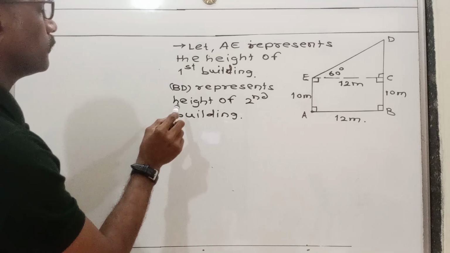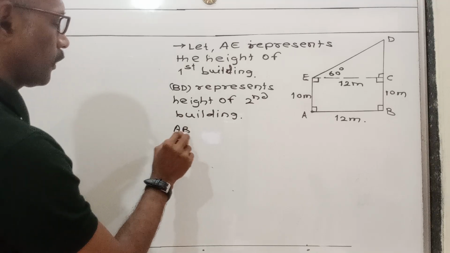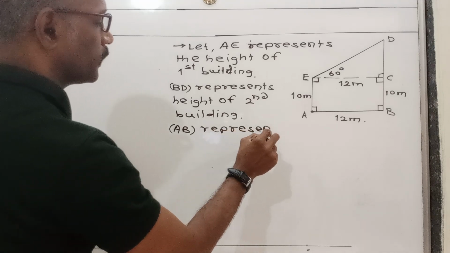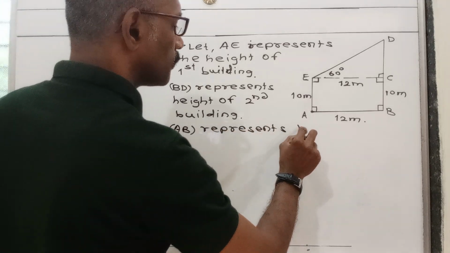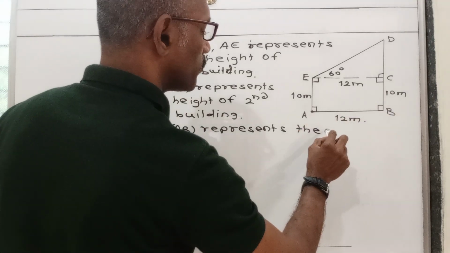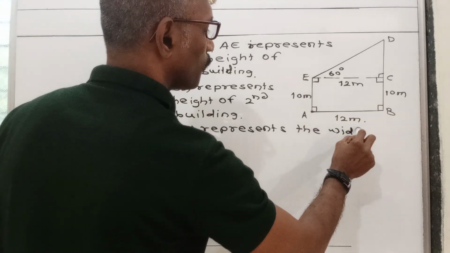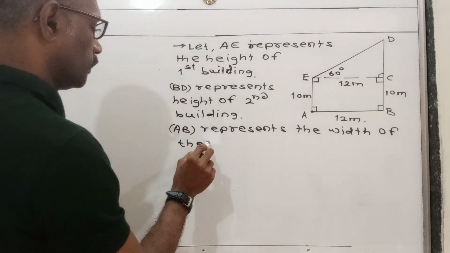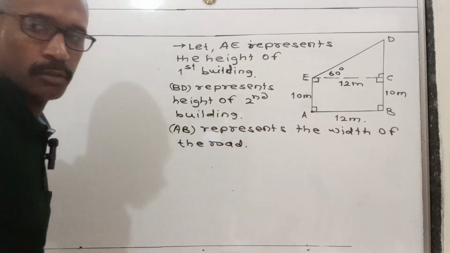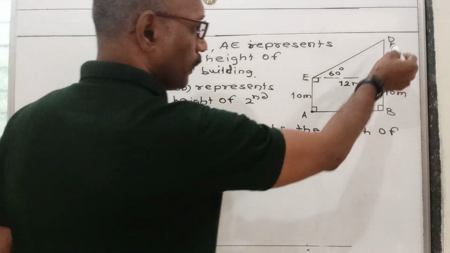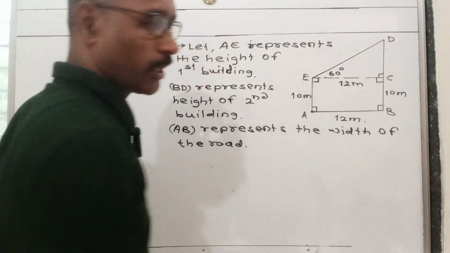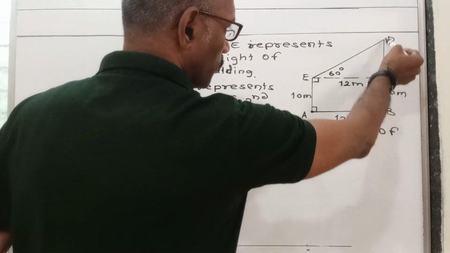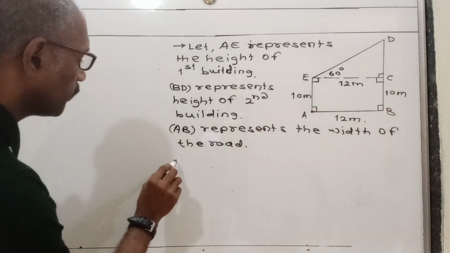Okay, then AB represents the width of the road. Okay, now we want to find BD, the height of the second building. So we take this right angled triangle CDE.